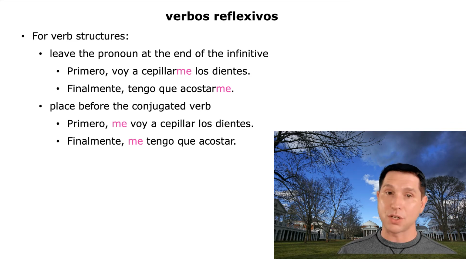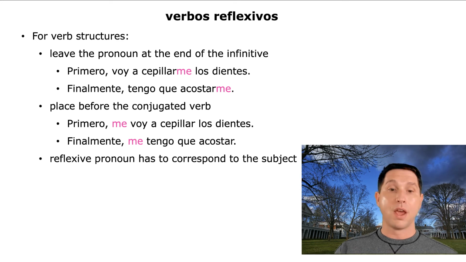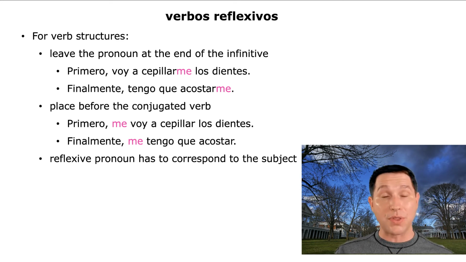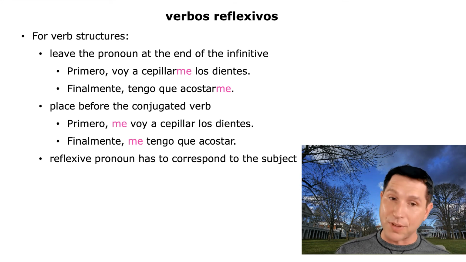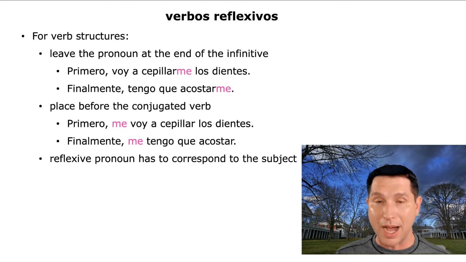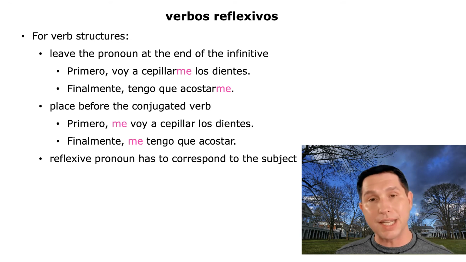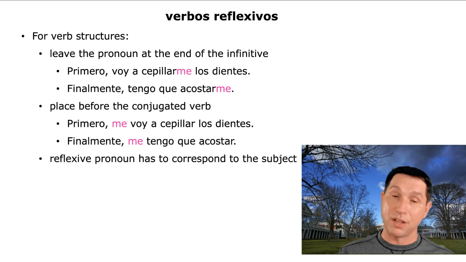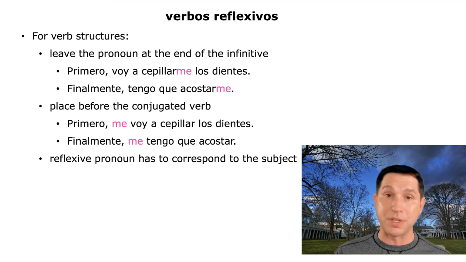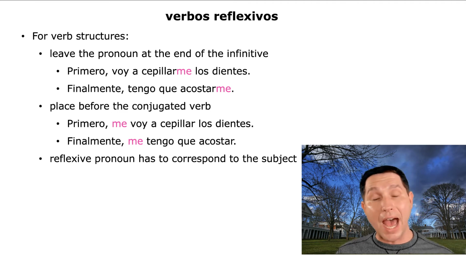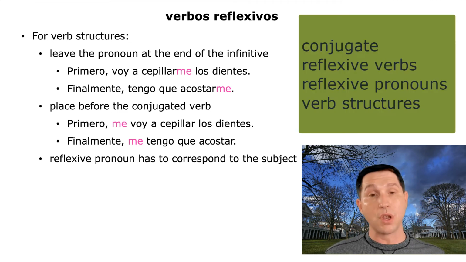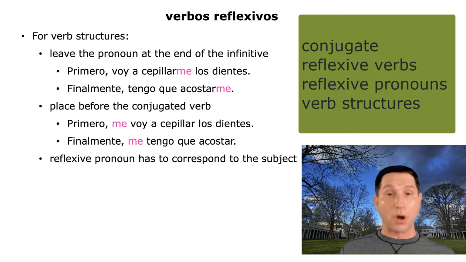Either option is correct. And the one thing to note that has to happen is the reflexive pronoun has to correspond to the subject. This indicates that the verb is in fact being used reflexively and not as a direct object or indirect object pronoun. Okay, so we have learned how to conjugate reflexive verbs, what the reflexive verb pronouns are, and how to use reflexive verbs with verb structures.